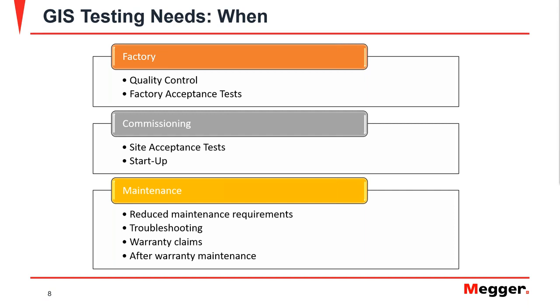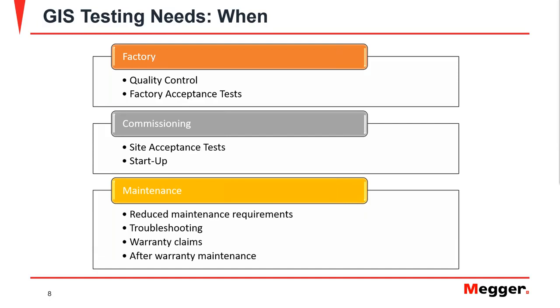And maintenance. One of the advantages and characteristics of the GIS is that they have very reduced maintenance. Actually, they are announced or marketed as maintenance free. Of course, we know in the electrical industry, maintenance free means reduced testing and very, very limited activities. So yes, it's not common to test them while they are in maintenance, but there are going to be instances where you need to test.